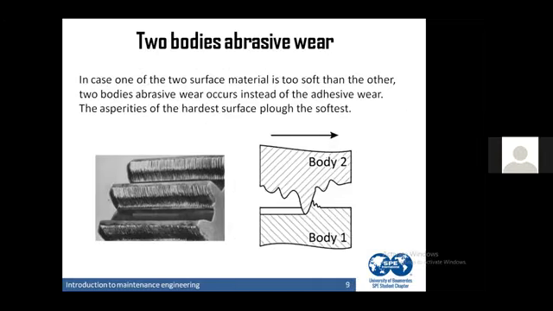We have another type of abrasive wear, which is the two-body abrasive wear. This type of wear happens if we have two different materials, one is soft and the other is too hard. So the hardest material will start to plough the softest one. And in this case, we will not have the adhesive, but we will have the two-body abrasive wear.